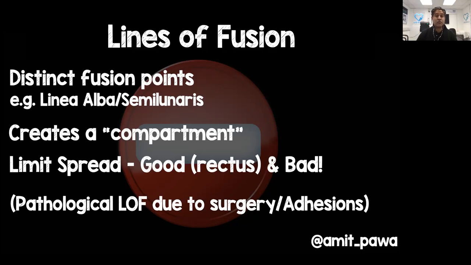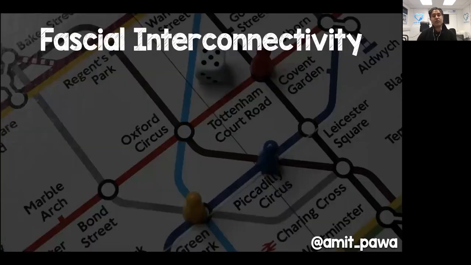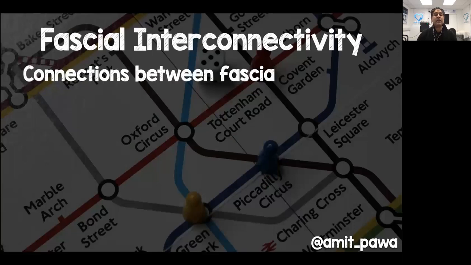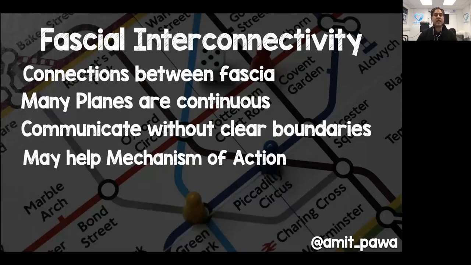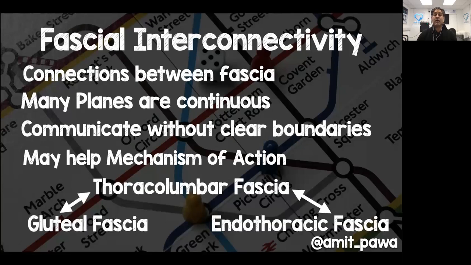So if you've had surgery before, perfect example would be someone who's had abdominal surgery. When you're performing a TAP block, maybe the local anaesthetic wouldn't flow nicely, or breast surgery and you do a PECS block. These pathological lines of fusion may alter the way that local anaesthetic spreads. The converse of that is fascial interconnectivity. These are connections between fascia, and many planes are continuous and they communicate without clear boundaries to them. This may help us to understand the mechanism of action of these techniques. An example here is the thoracolumbar fascia, which is continuous with the endothoracic fascia within the thorax and the gluteal fascia in the lower limb.